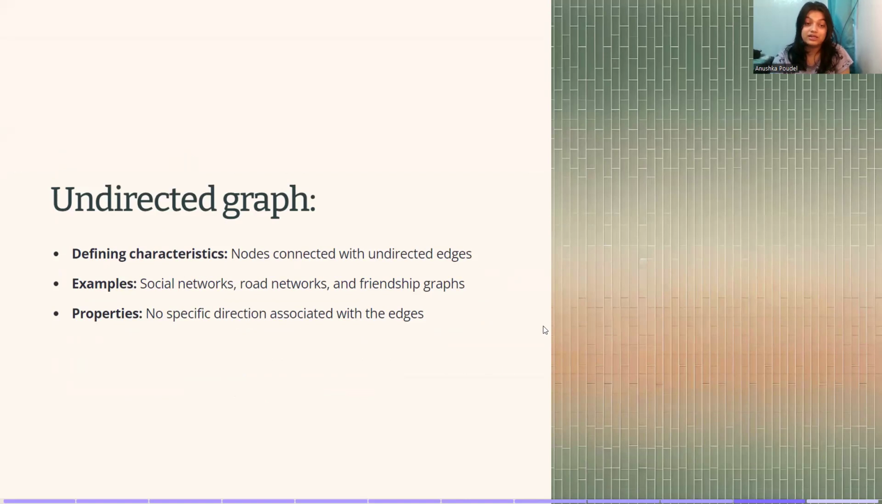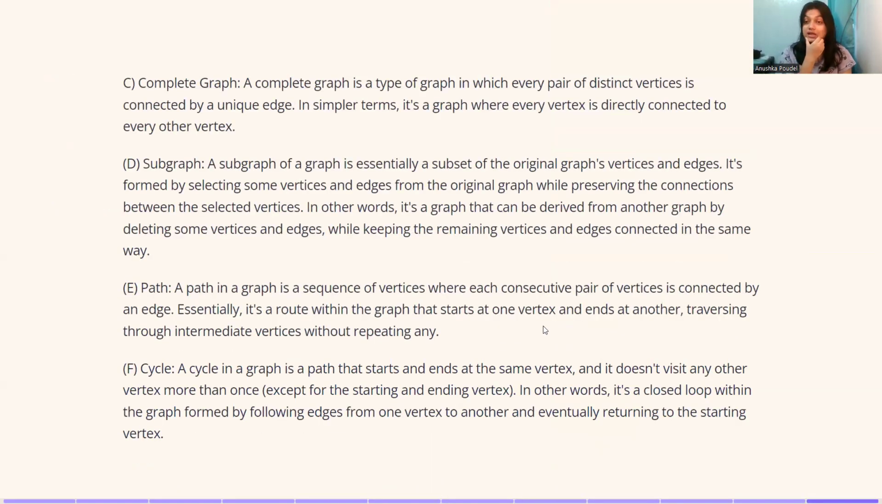nodes are connected with undirected edges. Examples: social networks, road networks, and friendship graphs. There is no specific direction associated with the edges. Now let's understand other types of graphs.